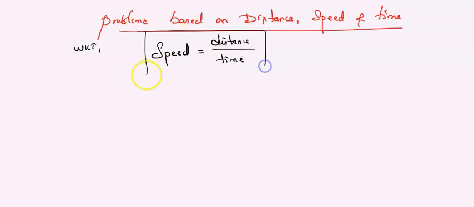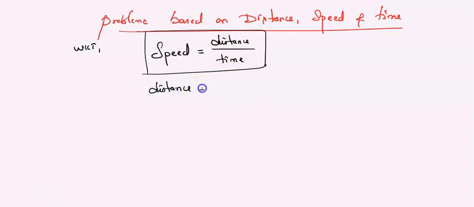So this is the formula which we use to find the speed. We already know this. This is the basics which we have already studied in physics. If you want to calculate the speed, then what is the formula? Distance traveled by time taken.